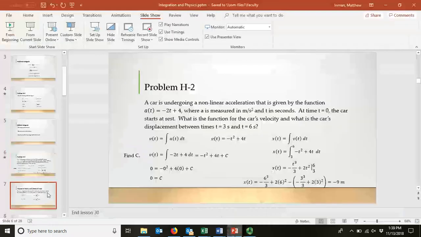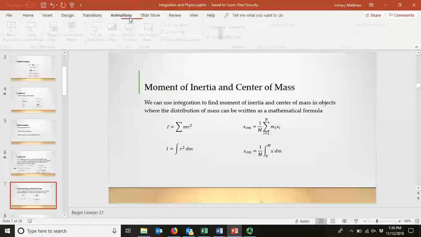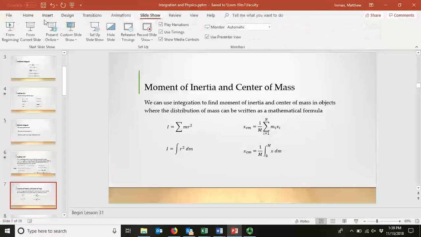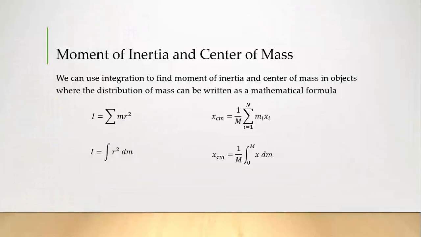So in this lesson, we're going to revisit the formulas for center of mass and moment of inertia and try to see if there's a way we could use integration to figure out these values as well. So if I look at moment of inertia I, if I had a set of point masses, the way to do I would be to take I is equal to the sum of mr squared for all the individual masses.